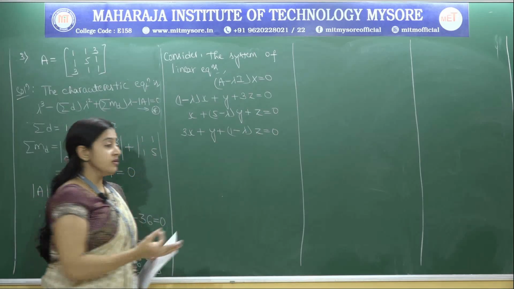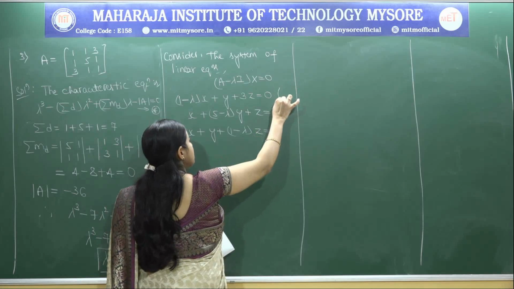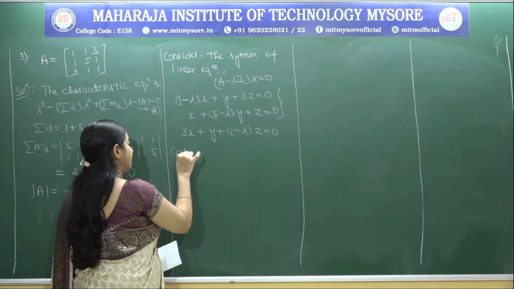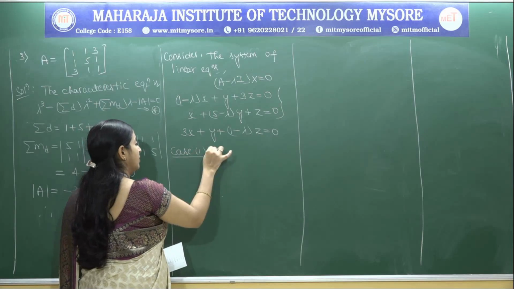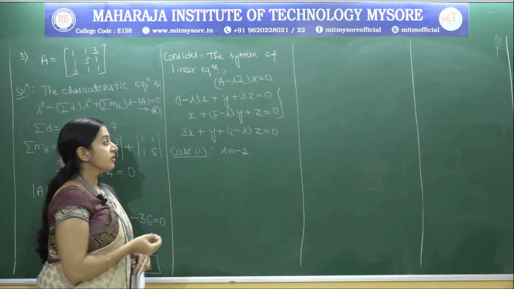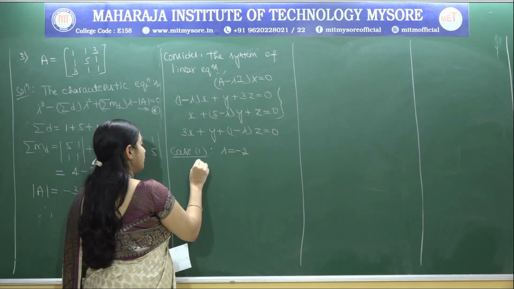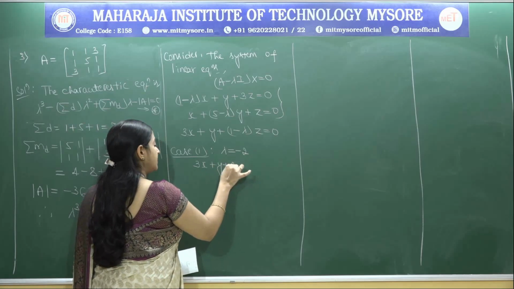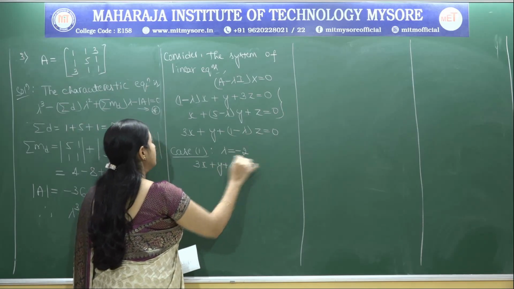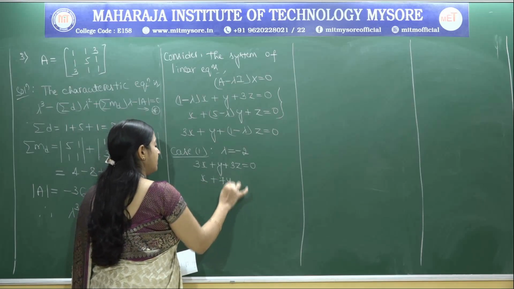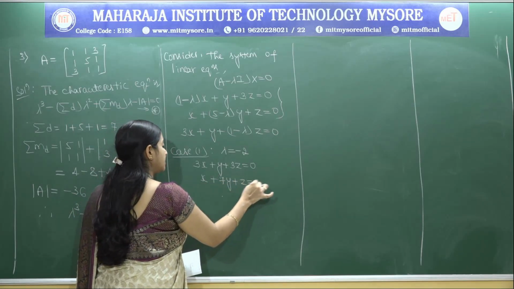So, to find the eigenvectors, consider any two of the equations. I considered the first two. So, case 1: put lambda equals minus 2. The first equation is 3x plus y plus 3z equals 0. Second one, x plus 7y plus z equals 0.